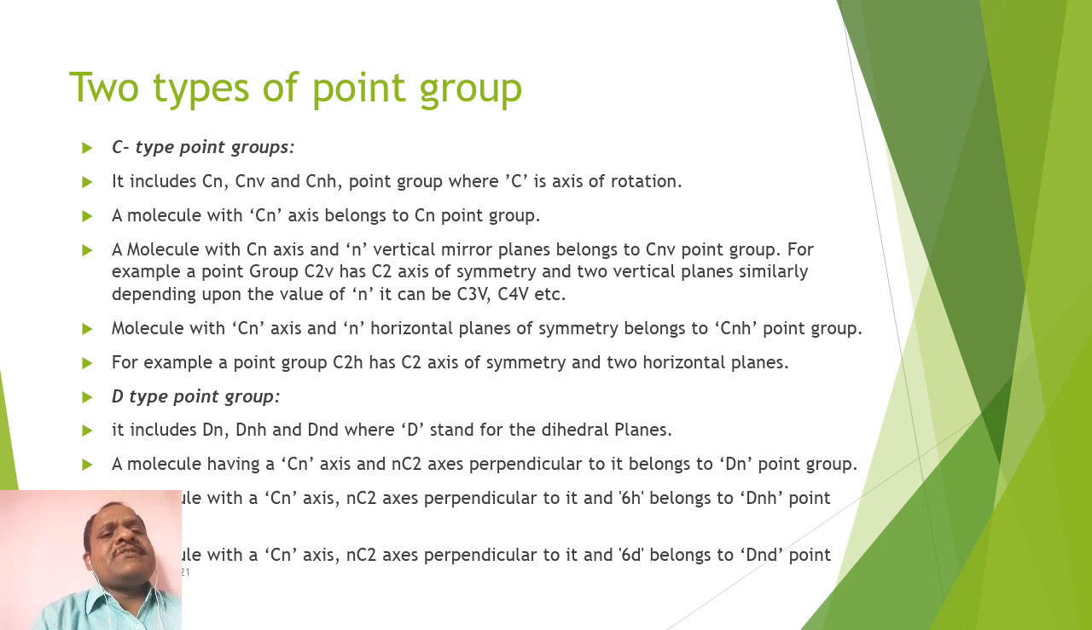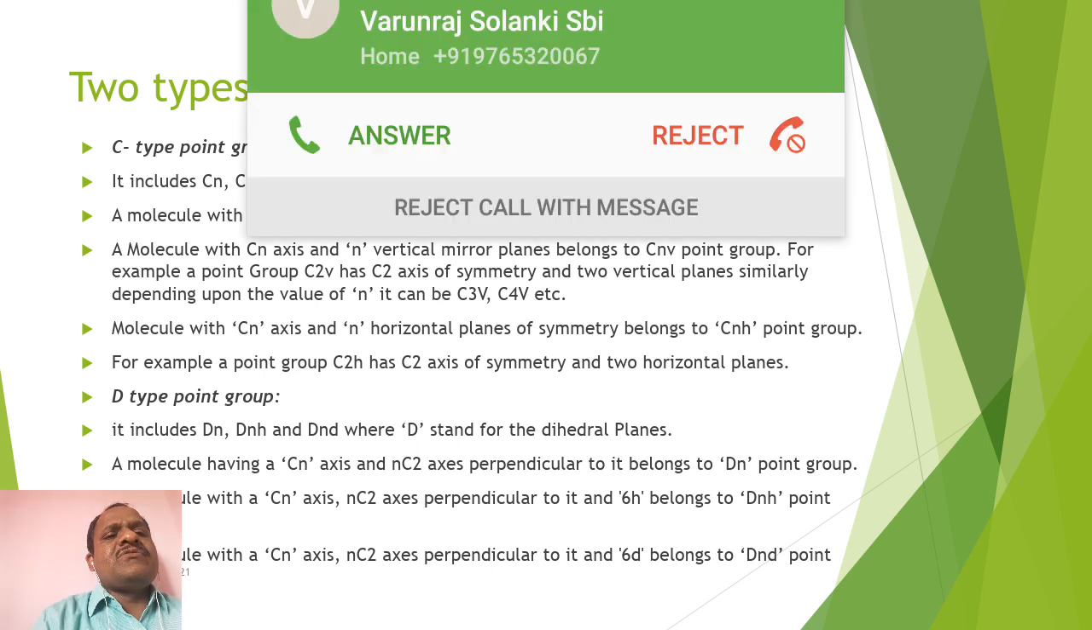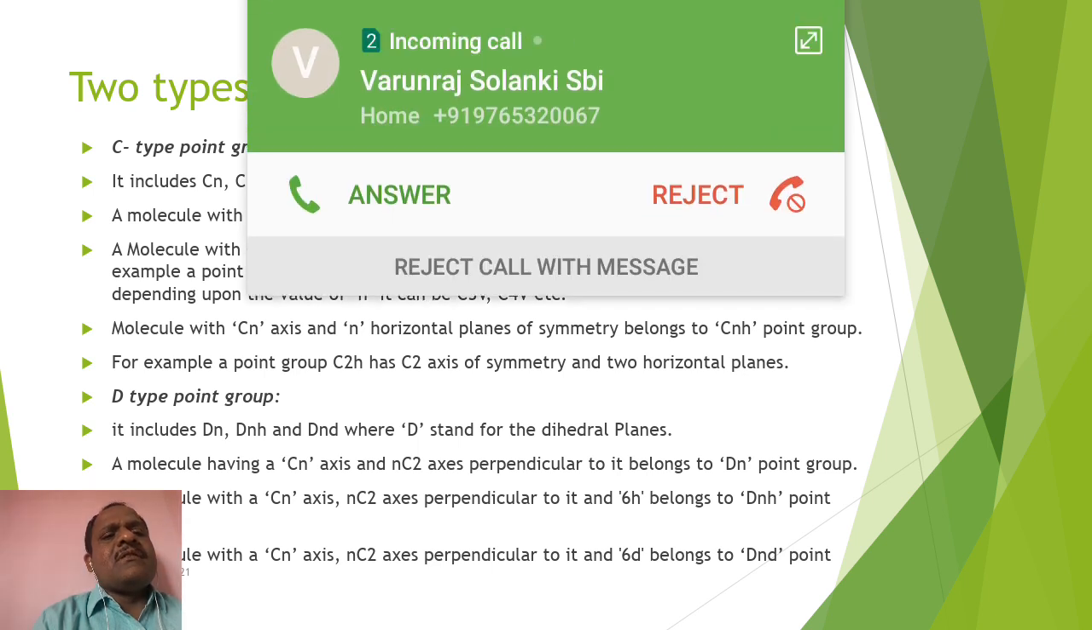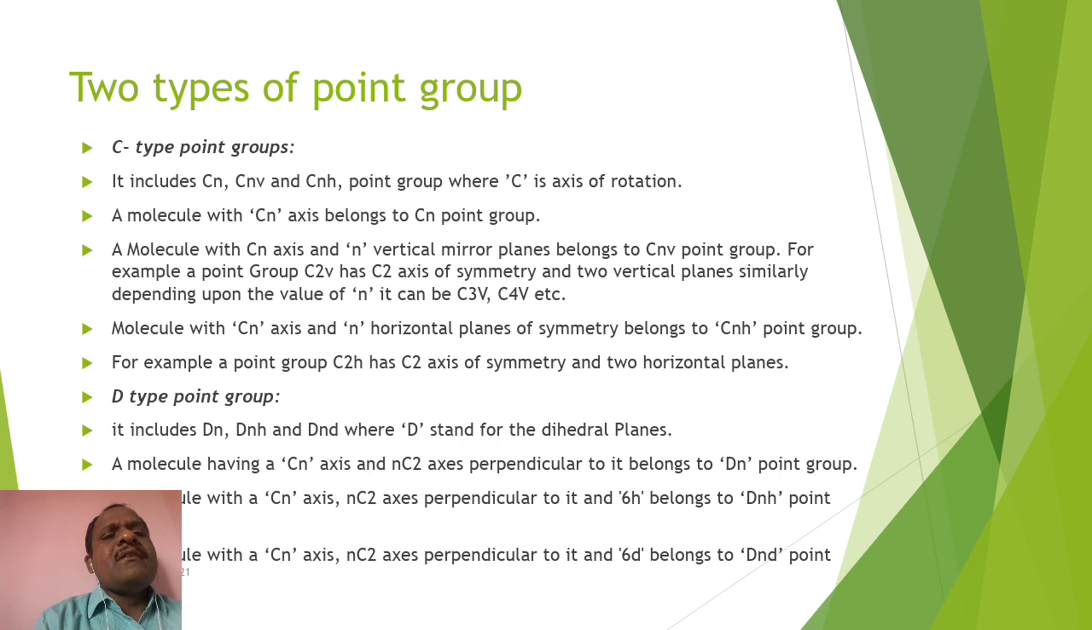In the definition of axis of rotation, we saw that if any molecule is rotated about a Cn axis, then that molecule possesses an axis of rotation. If a molecule is rotated by 360 divided by theta, then you will get the Cn axis. A molecule with a Cn axis belongs to the Cn point group.